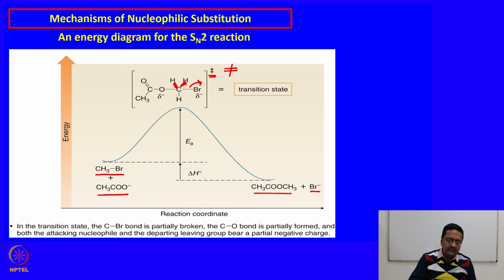So, when we try to calculate the delta H of a reaction, this difference is called the heat of reaction, and the energy barrier that we need to cross through for this reaction is called the energy of activation.